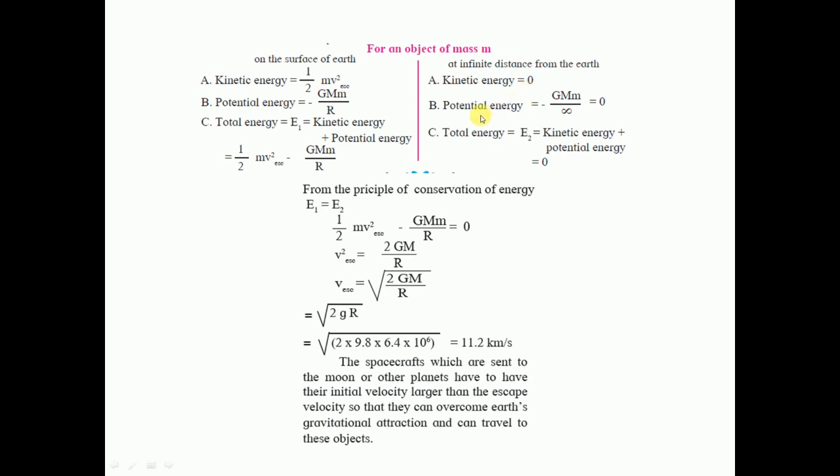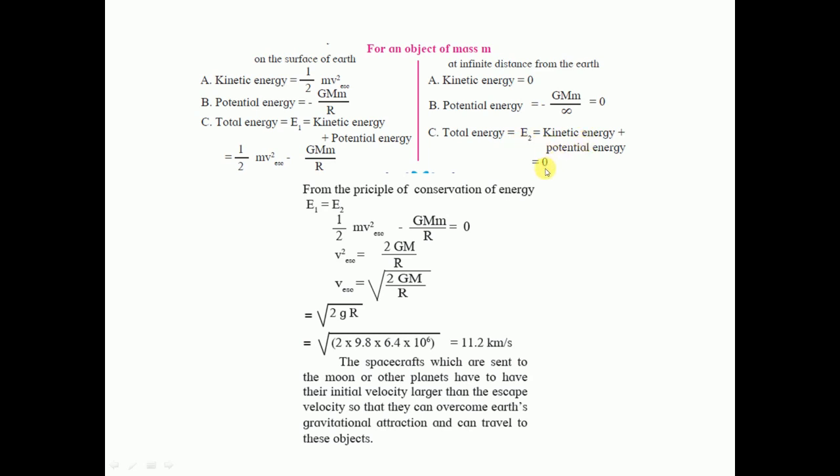Next thing is the potential energy. As you know, the potential energy formula is minus GMm upon r. Now since it is at an infinite distance from the surface of the Earth, the value of r will become infinite, and any number upon infinity will give you zero. So here the kinetic energy is zero, potential energy is also zero, so the total energy will become 0 plus 0, which is nothing but 0.